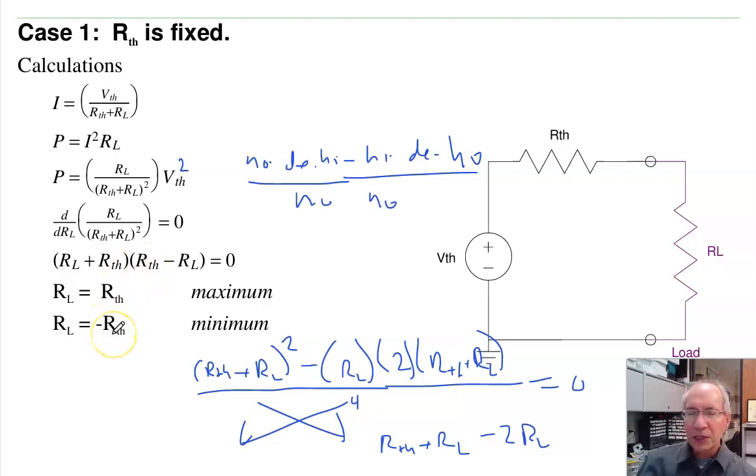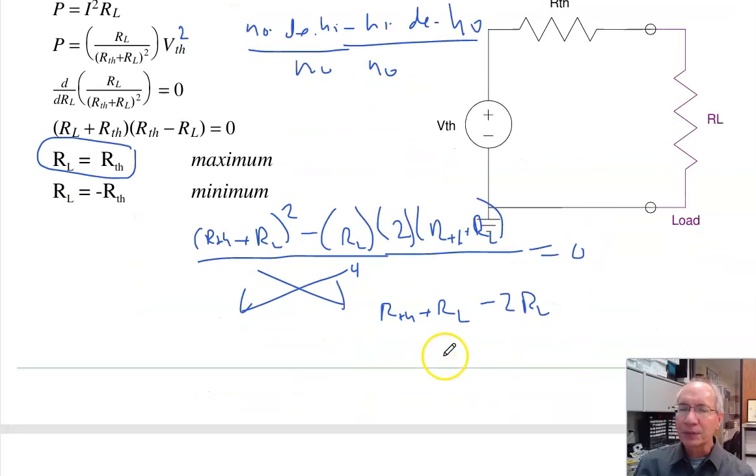When it's minus R Thevenin, that's the minimum, it's producing energy. Equal to R Thevenin, that's the maximum, absorbing energy. So there's the solution. I want to set the load equal to R Thevenin. That's one of the uses of Thevenin equivalent. Once I have the Thevenin, I know what load maximizes the power of the load, R Thevenin.